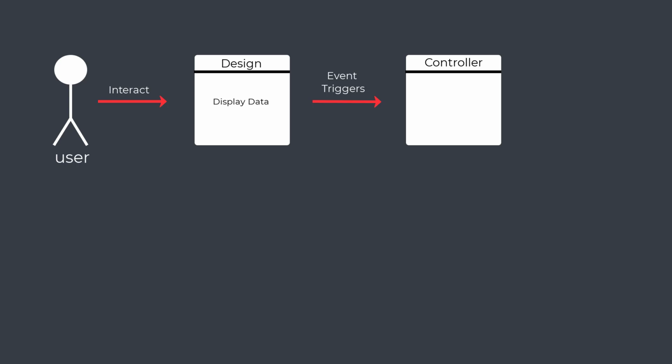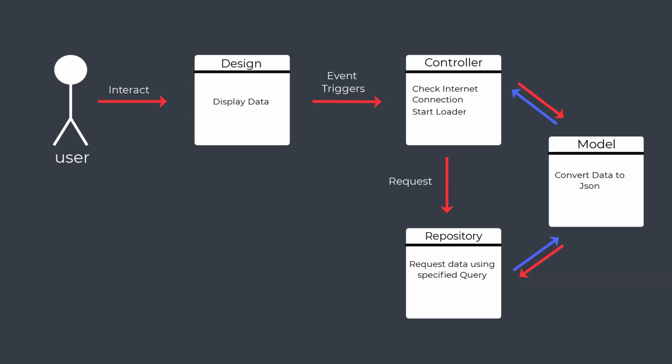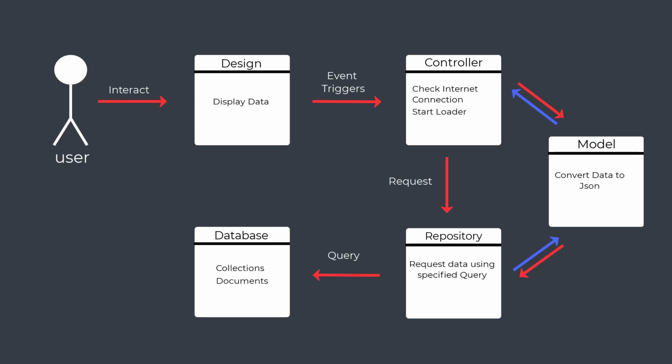Controller's duty is to maybe check the internet connection, start a loader, and request the repository to get data or return data into a specific model structure, because the design only knows about this model. Then the repository's duty is to request data retrieval from the database using a specified query, and when the database returns the data, it will flow back down.